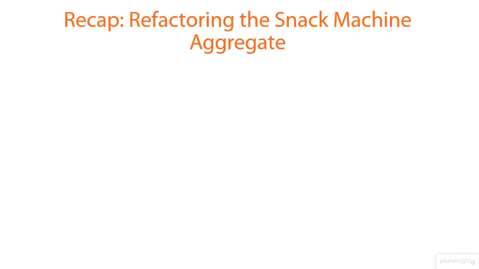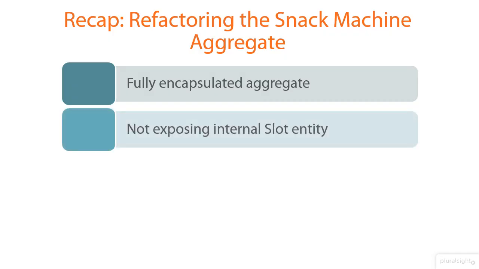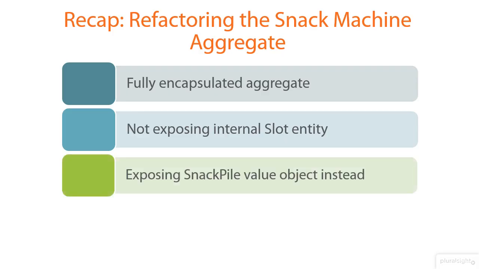Let's recap what we've done in the previous demo. First of all, we created a fully encapsulated aggregate, snack machine, that doesn't expose its internals to other aggregates. Not only do we hide the collection of the slots, but we also keep the internal entity, the slot entity, inside the aggregate and don't expose it to the outside world. It's a good practice to try to achieve such a degree of isolation. In our case, we were able to implement it by introducing a new value object, snack pile. Unlike entities, value objects are perfectly fine to pass between aggregates.